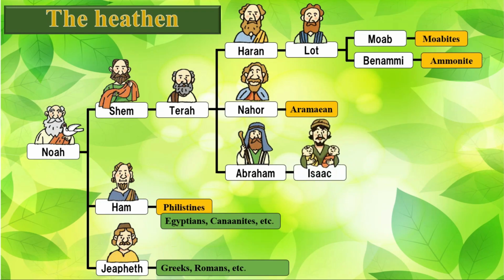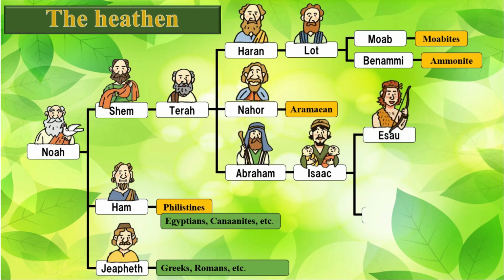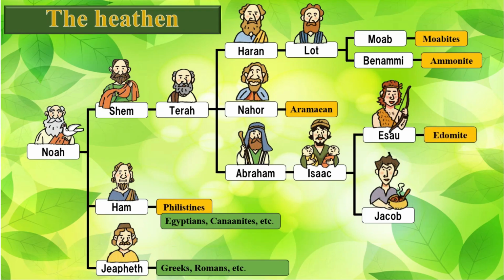Abraham had a son named Isaac. Isaac had 2 sons, Esau and Jacob. The descendants of Esau became the Edomites. The descendants of Jacob became the Israelites. Israel is God's people, and everyone else is a heathen.